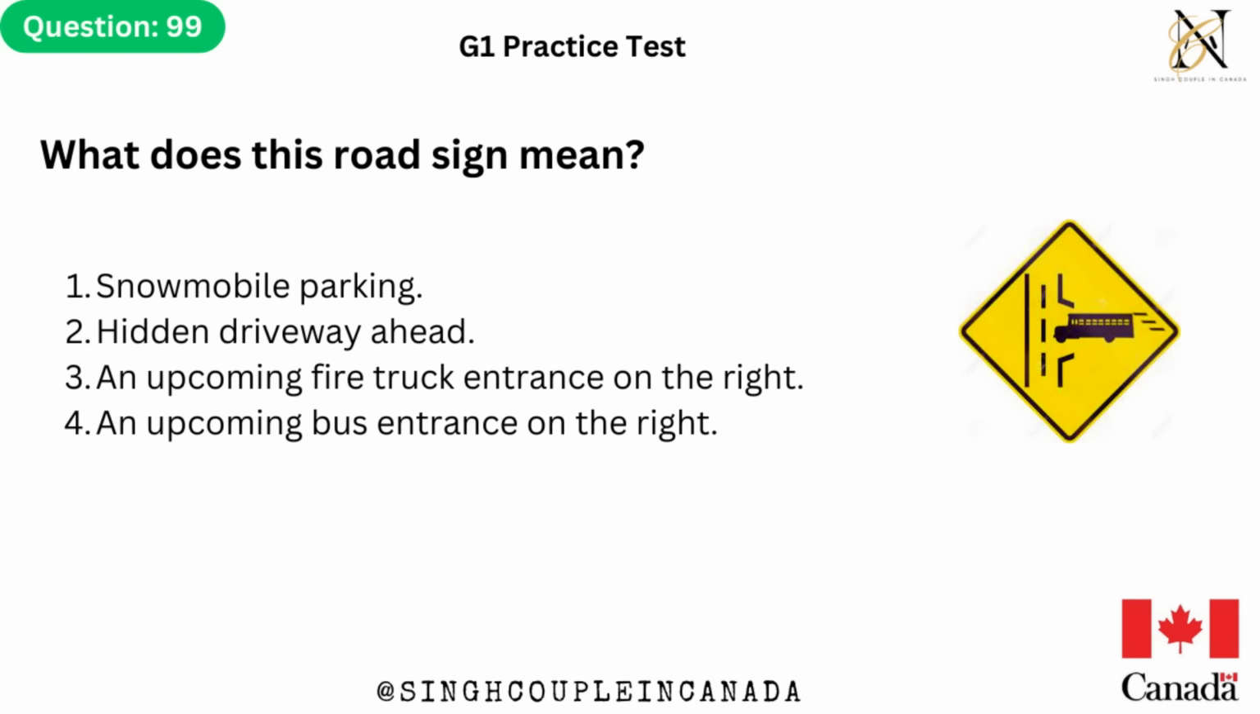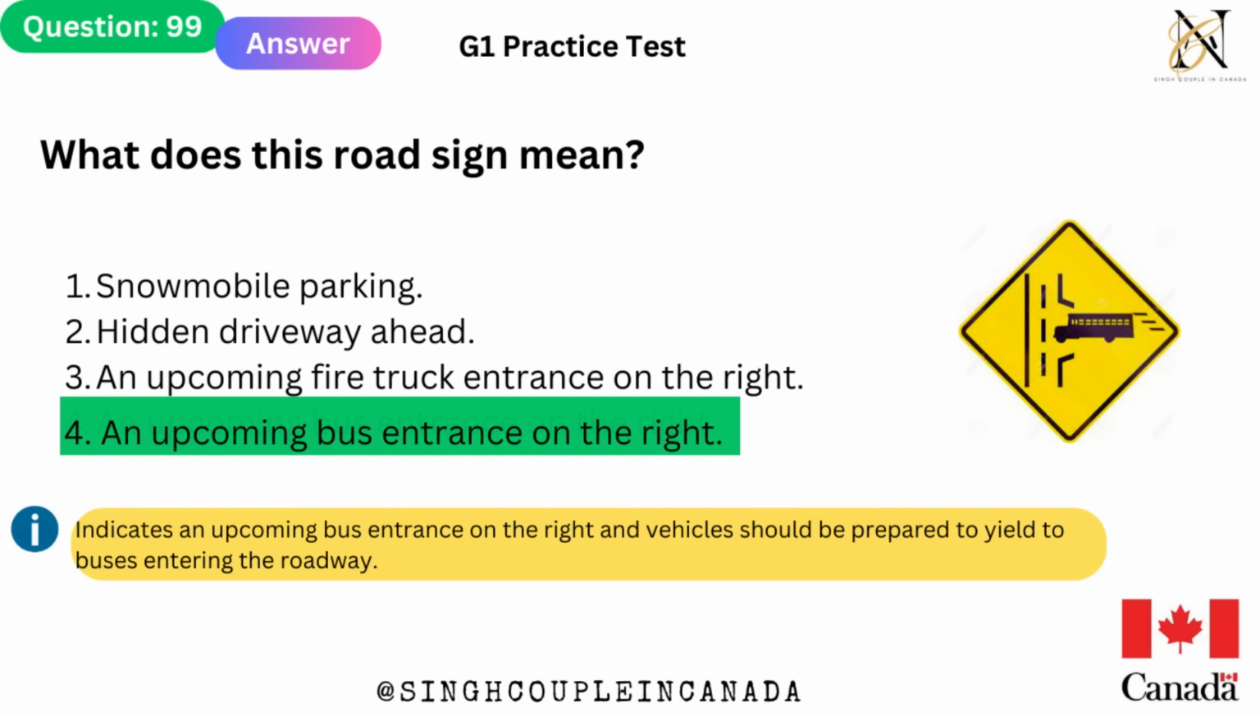What does this road sign mean? 1. Snowmobile parking. 2. Hidden driveway ahead. 3. An upcoming fire truck entrance on the right. 4. An upcoming bus entrance on the right. The answer is 4. An upcoming bus entrance on the right. Indicates an upcoming bus entrance on the right and vehicles should be prepared to yield to buses entering the roadway.